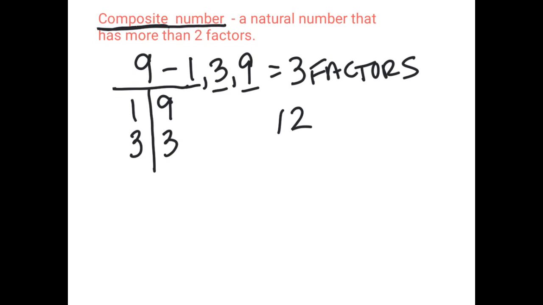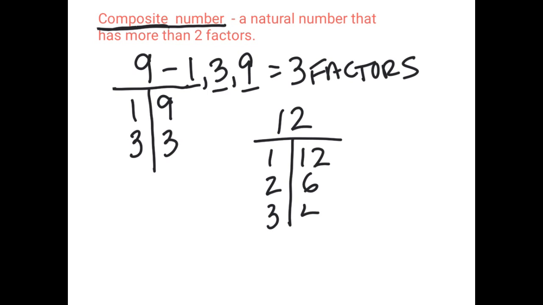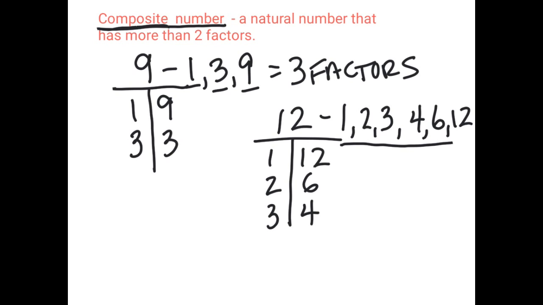Just like the number 12. When we do a t-chart and find all the factors of 12, we get 1 and 12, 2 and 6, 3 and 4. So the factors are 1, 2, 3, 4, 6, and 12. It has more than 2 factors, so it is considered a composite number.